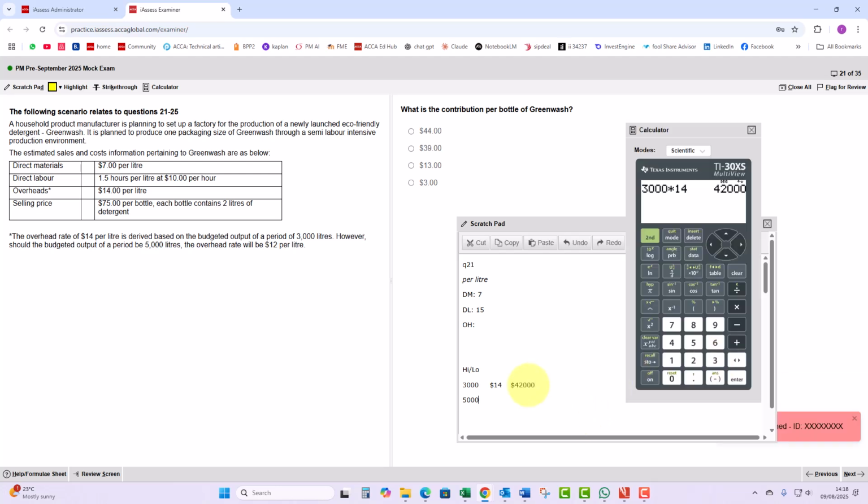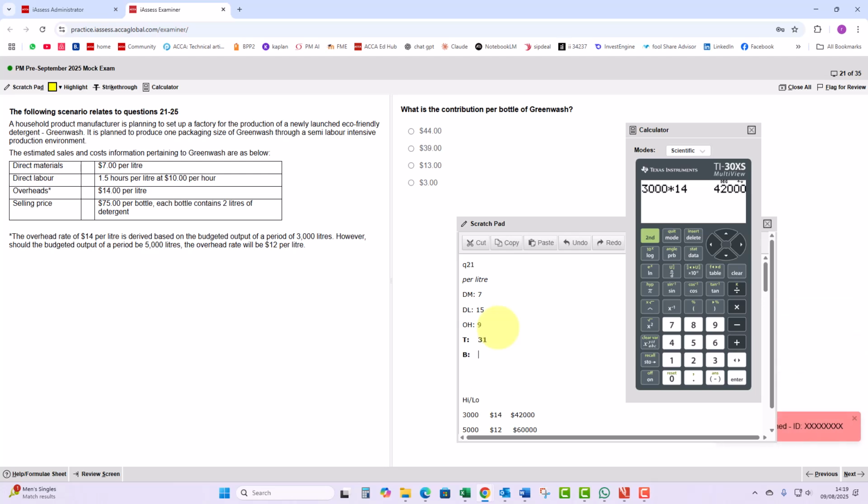And if we've got 5,000, then the cost is 12 per litre, which is 60,000. So the difference is 2,000 equates to 18,000 of variable costs. The high-low method effectively eliminates fixed costs. So if it's $18,000 for 2,000, then the variable costs equals 9. 18 divided by 2. We're still working in a per litre, so I can put the 9 up here. So the total per litre is the sum of those, which is $31.